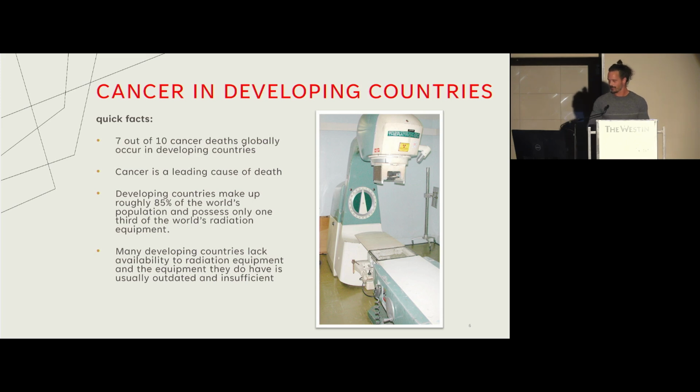These are some quick facts we learned: 7 out of 10 cancer deaths globally were occurring in developing countries, and it was a leading cause of death. Developing countries made up 85% of the world's population, but only had a third of the access to radiation. This was a picture we took in Senegal of their machine, an old cobalt machine. I'd only seen one cobalt machine prior to that. In Philadelphia, they had one as an antique. You could go look at it.